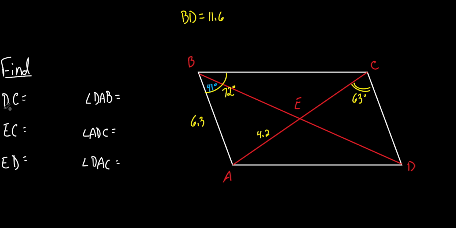Let's do the sides first, DC. So DC, it's this one right here. That should be really, really easy to find. Let's do a different color.